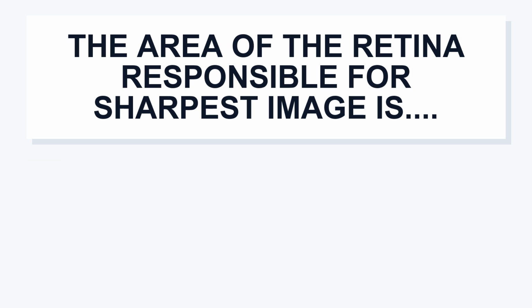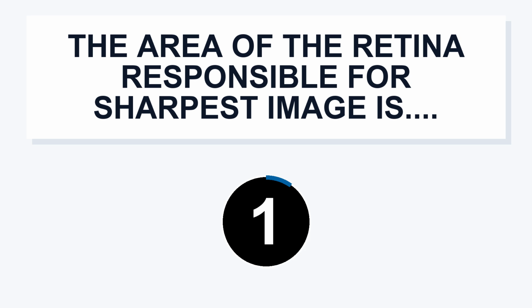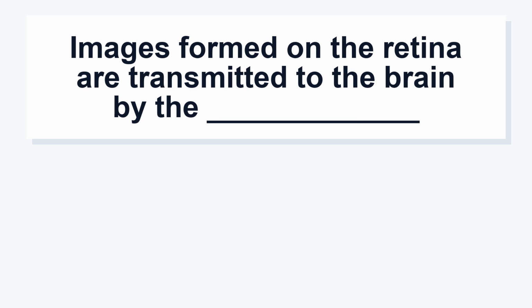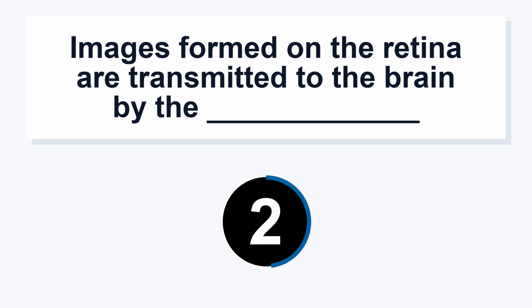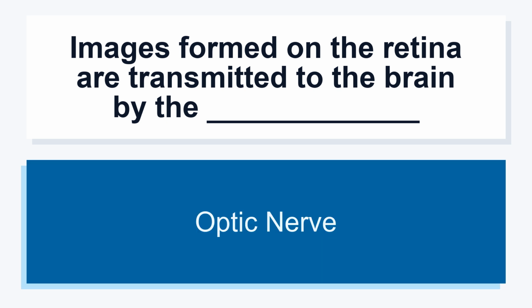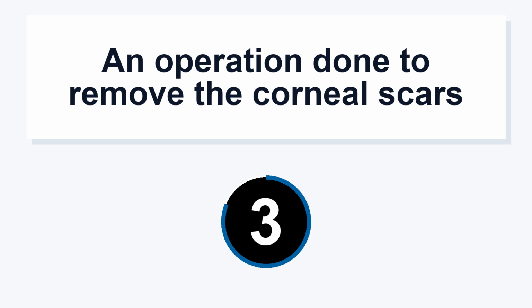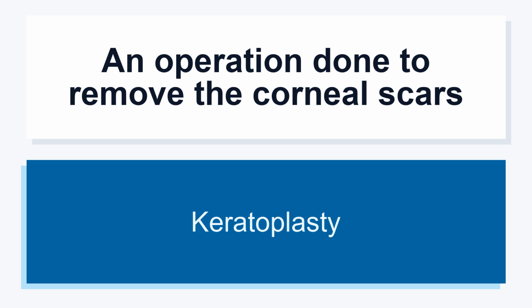The area of the retina responsible for the sharpest image is the macula. Images formed on the retina are transmitted to the brain by the optic nerve. An operation done to remove corneal scars: keratoplasty.